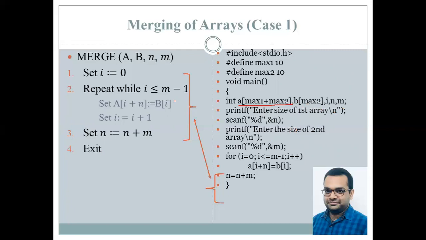So now the conversion of statements 1 to 3 is straightforward over here. This value of I is initialized over here. Then the value of I is checked against m minus 1 over here, and the incrementation is performed over here. All these three are mixed in one line, and A of I plus n simply gets the value of B of I. And when the control exits, the value of n is set to n plus m.